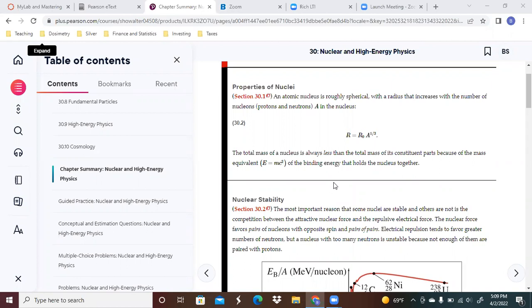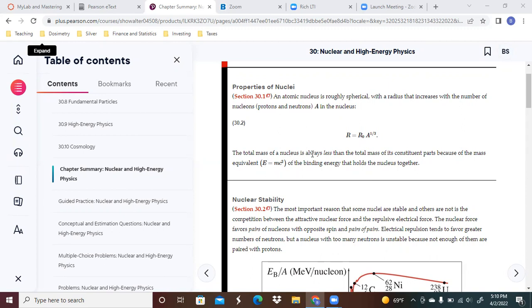So an atomic nucleus is roughly spherical with a radius that increases with the number of nucleons in the nucleus with this particular relationship. This is going to be your starting radius, and then as your number of nucleons, which is represented with the letter A, grows, you basically take that to the 1/3 power, or take the cubic root, and that's going to give you your new radius.